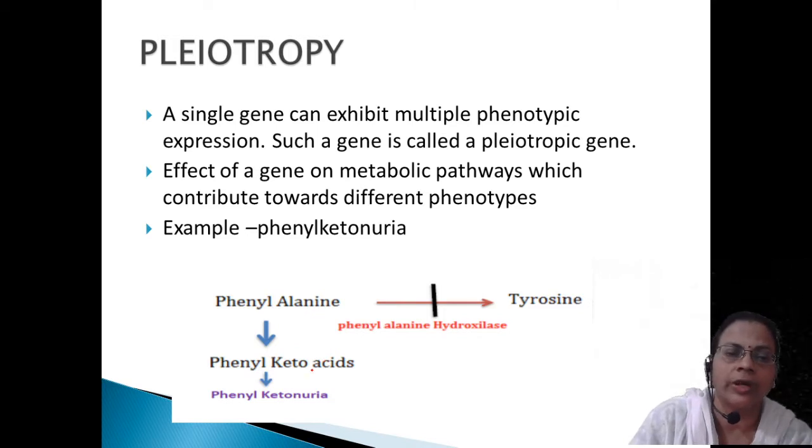So these keto acids cannot be converted into anything, so they will accumulate in our body, especially in the liver, and from the liver to the kidney, and then they will be eliminated along with the urine. When eliminated along with the urine, the urine will contain a greater amount of phenyl keto acids, and that will give a foul odor to the urine.